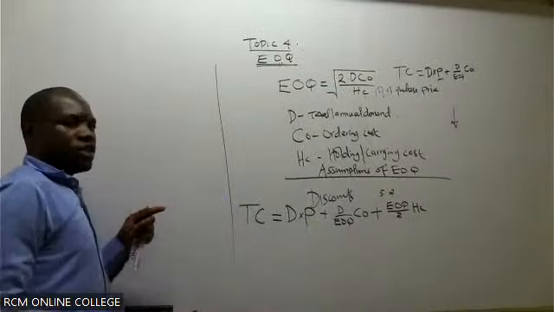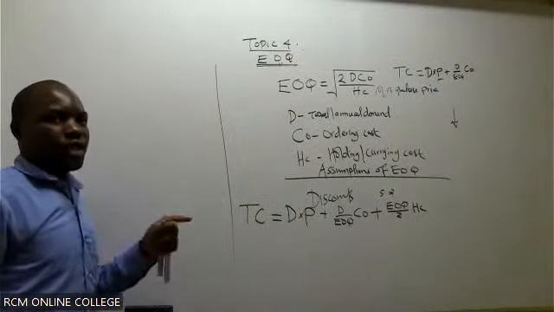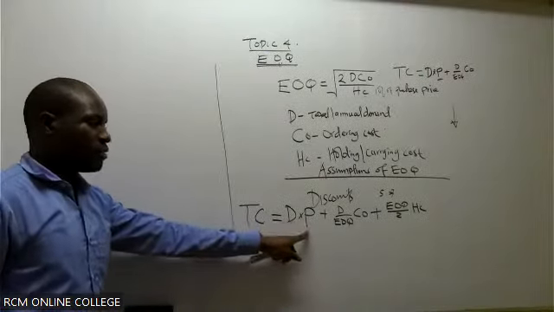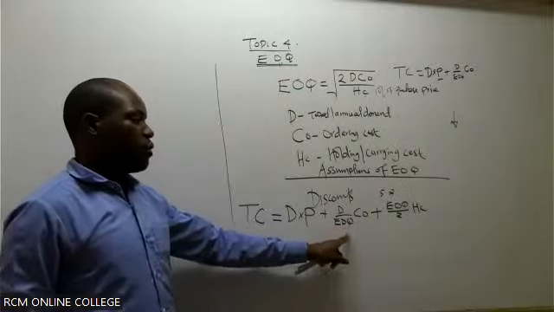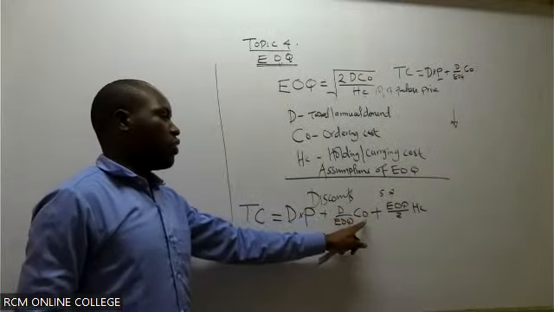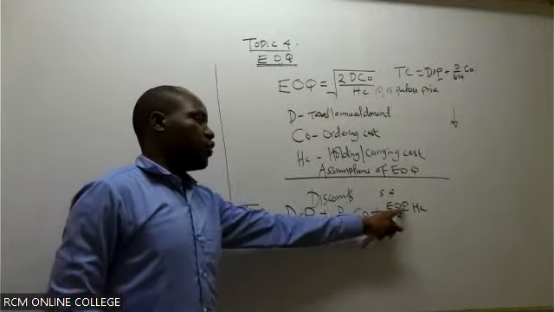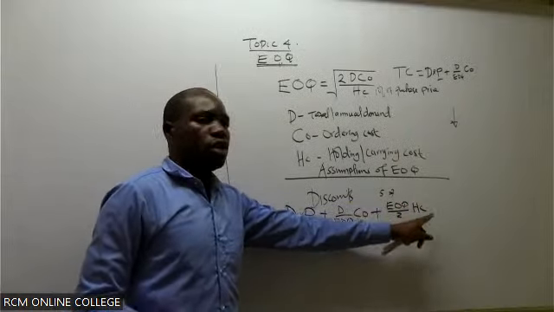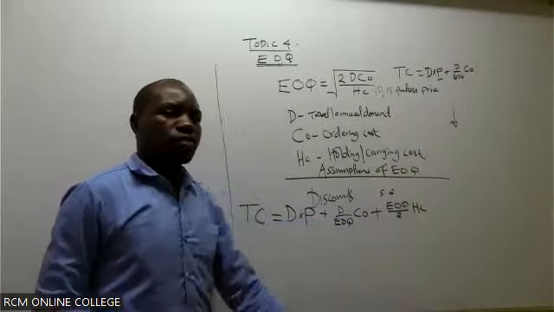So if you are given a question to give us the total cost incurred, this is the formula: demand times purchase price plus demand divided by economic order quantity multiplied by ordering cost plus economic order quantity divided by 2 multiplied by holding cost or carrying cost.